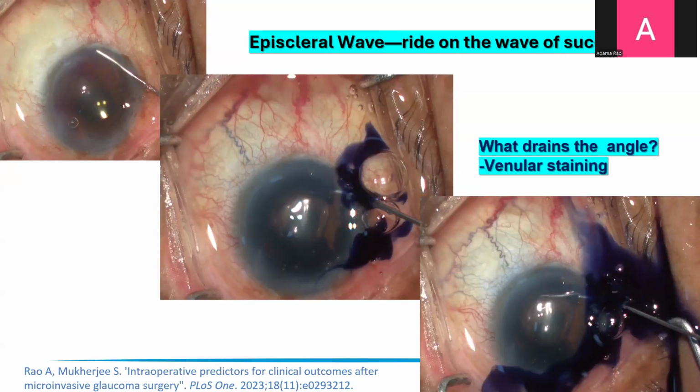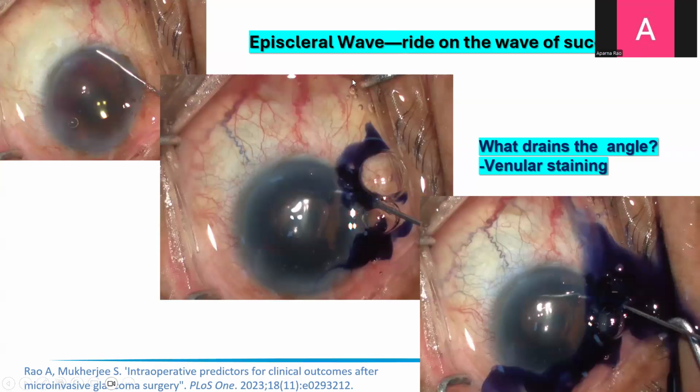Intraoperatively, we can assess the outflow pathway in easy methods. One of the most commonly used is the episcleral wave that is caused by pushing saline forcefully into the drainage angle in a specific region with force that blanches the episcleral vessels, and therefore making the sclera in that region appear white, as seen in this top panel.